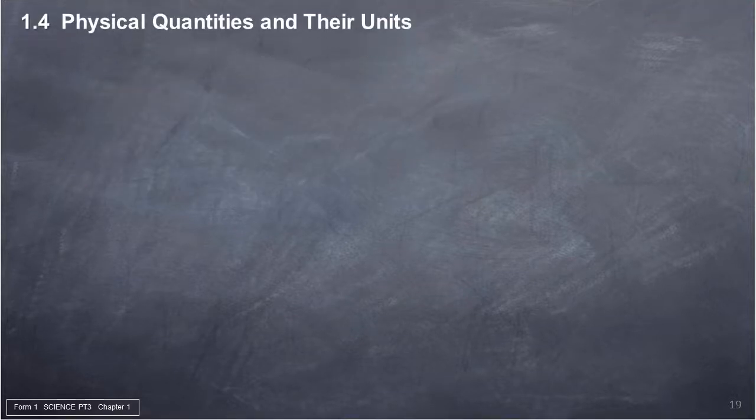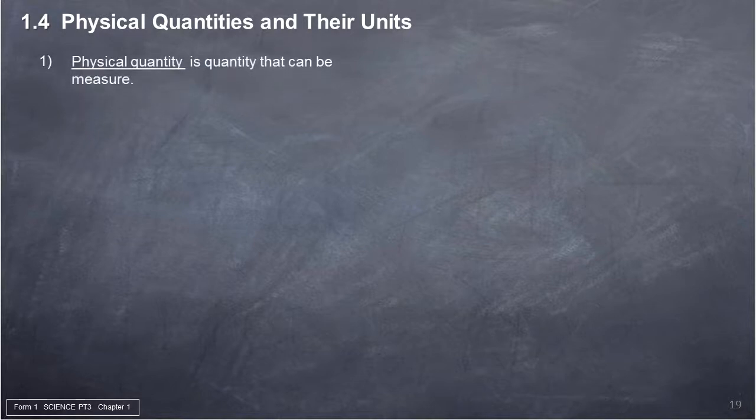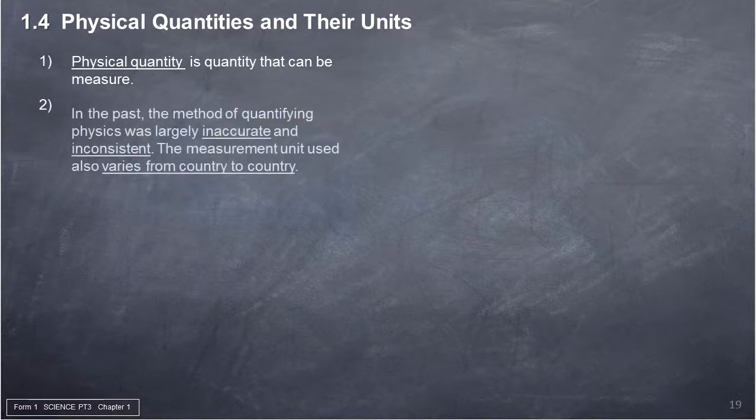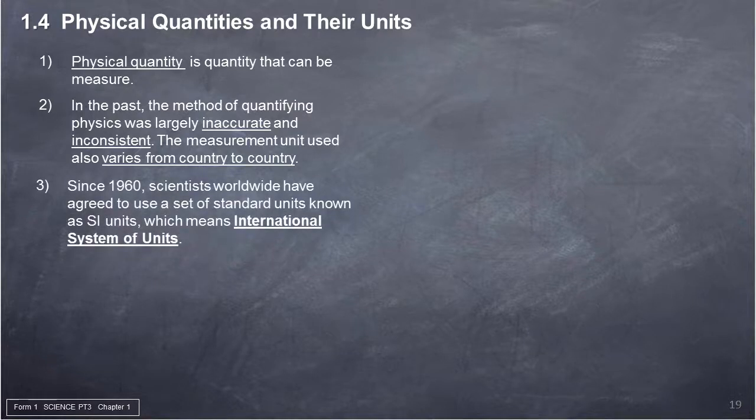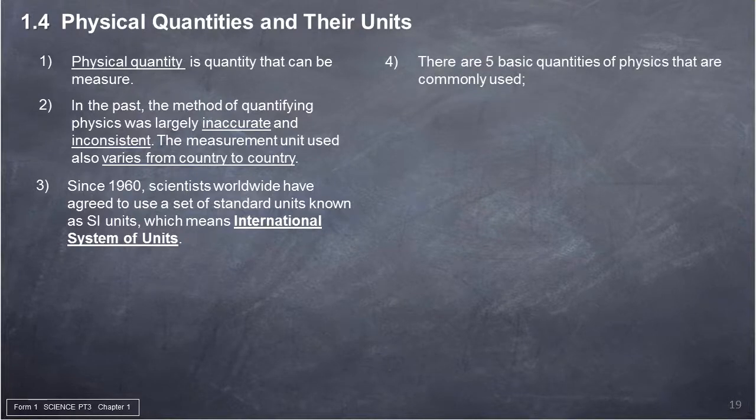1.4. Physical quantities and their units. 1. Physical quantity is quantity that can be measured. 2. In the past, the method of quantifying physics was largely inaccurate and inconsistent. The measurement unit used also varies from country to country. 3. Since 1960, scientists worldwide have agreed to use a set of standard units known as SI units, which means International System of Units. 4. There are 5 basic quantities of physics that are commonly used.